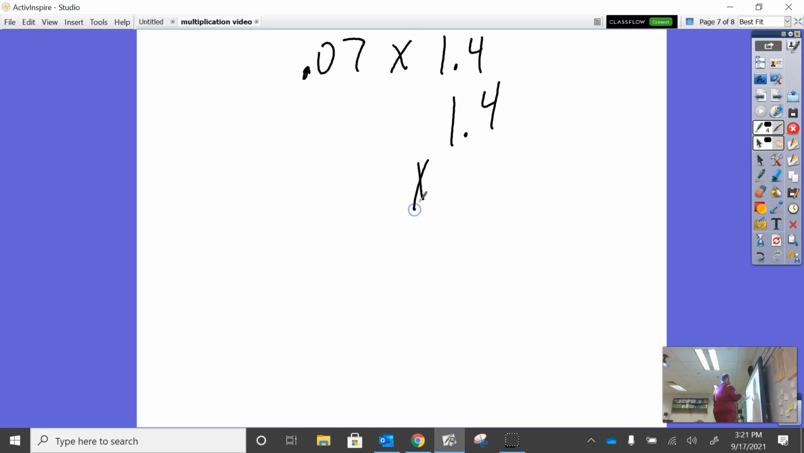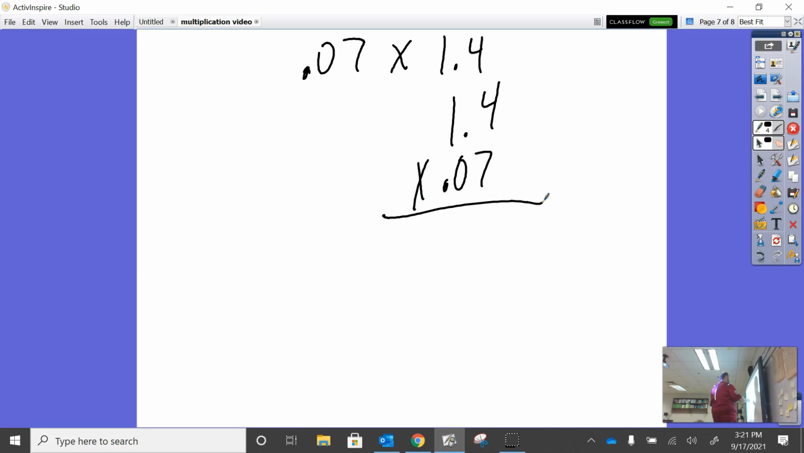Okay, so let's do a couple with the algorithm, okay? Let's say we have 0.07 times 1.4. Now, the question is, do I need that 0 in the zeros for 7 hundredths? And the answer is yes, okay? So I'm going to go ahead and line this up. So I'm going to say 1 and 4/10 times 0.07, which is 7 hundredths. And I'm going to multiply, all right?